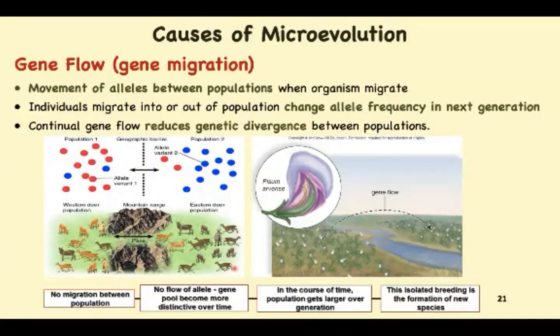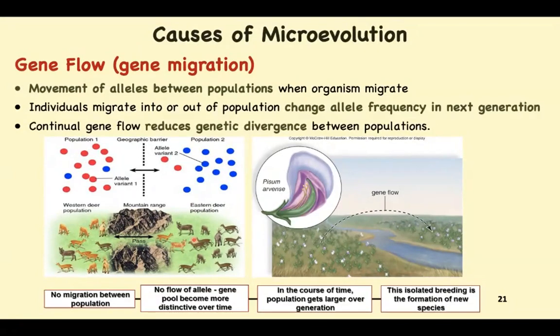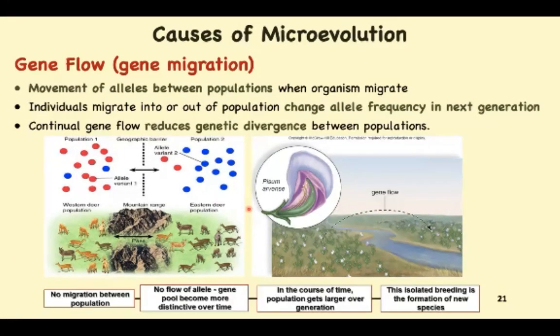Contohnya kalau kita tengok gambar ni, population deer, eastern deer and also the western deer. So dia dah migrate. Tengah-tengah ni ada barrier, dia cross. So that is migration. So individuals migrate into or out of the population change the allele frequency in the next generation. So maksudnya it changes the allelic frequency and so microevolution occurs or evolution occurs. Okay, so continual gene flow reduces the genetic divergence between the population. So kalau dia continue to have migration, so dua-dua ni the genetic diversion between the population lama-lama makin berkurang.